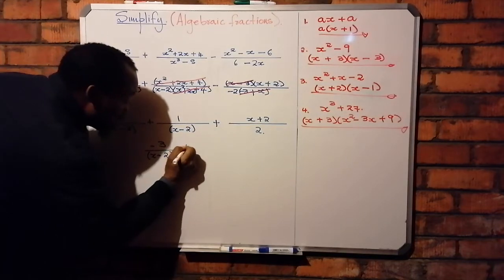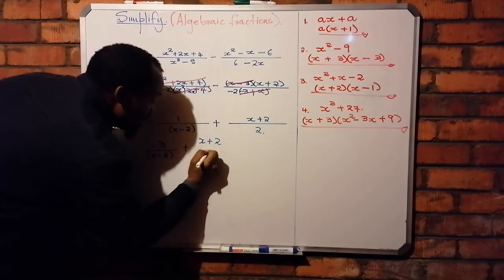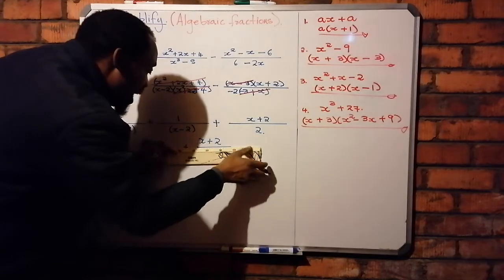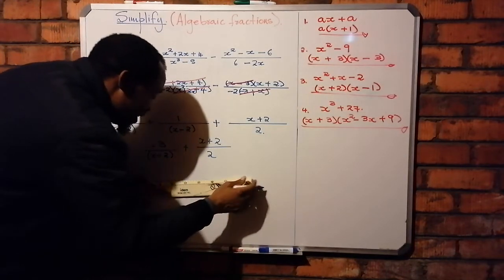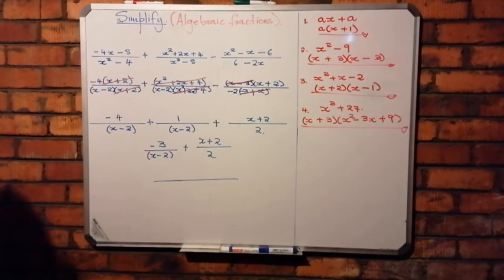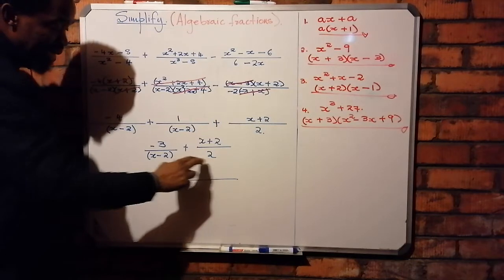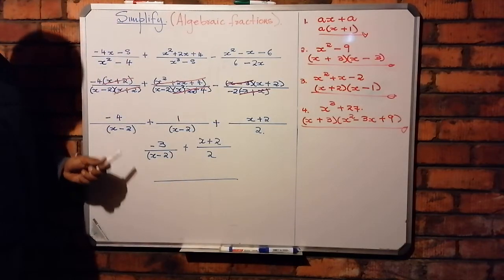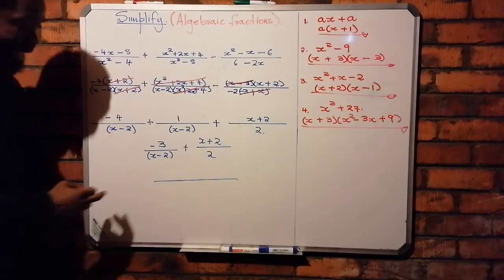I bring down that one. I have x plus 2 divided by 2. Okay, let's put that division line there. Now, I'm going to draw a division line there. Why? Because now, the denominators are not the same. I want to have the lowest common multiple. How do I get it?